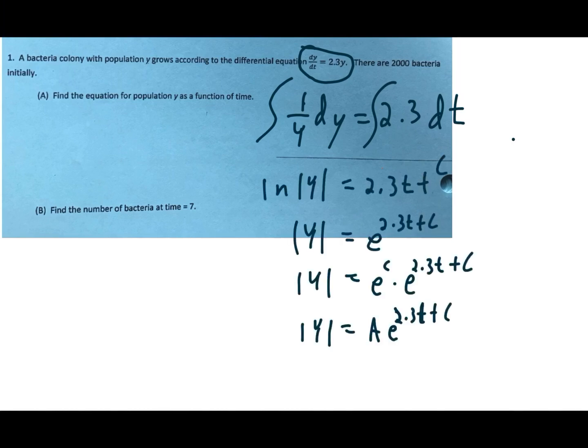You can see here I integrate 1 over y and get the natural log absolute value of y, integrate 2.3, and I get 2.3t plus c. Then I take e to the natural log of y and just get the absolute value of y, and e to the 2.3t plus c stays the same. So e to this addition can be split up into a product, and then I just replace the e to the c with an a. At this point, we were told there are 2,000 bacteria initially. That's the same as saying when t equals 0, y is going to equal 2,000.